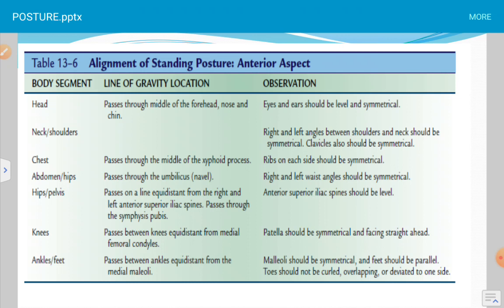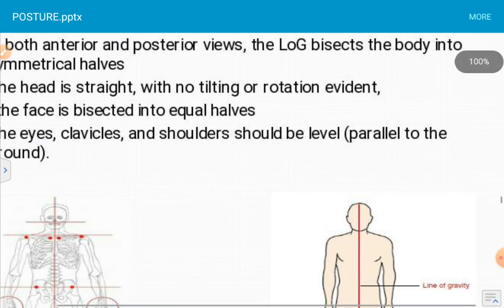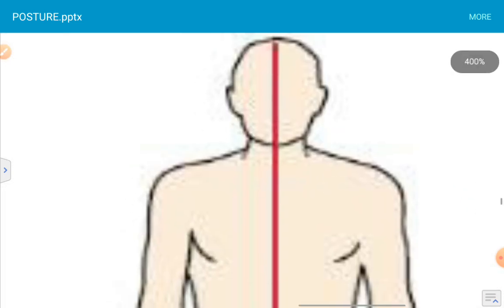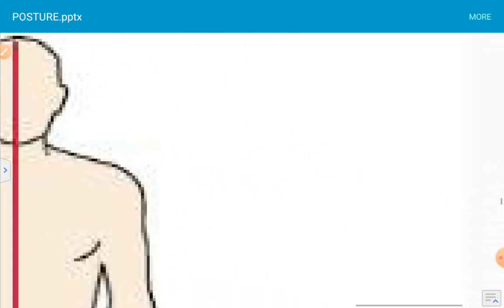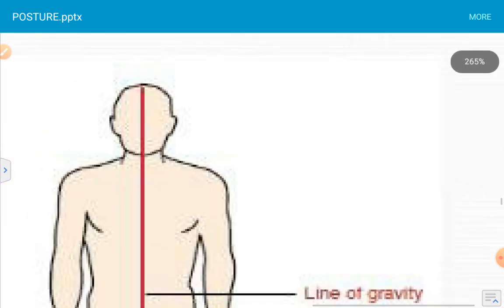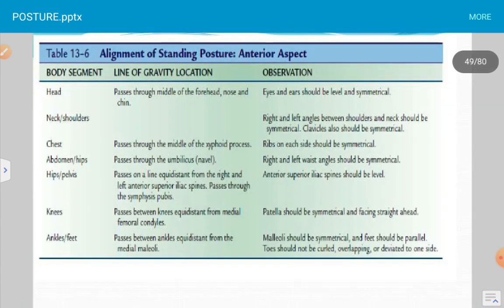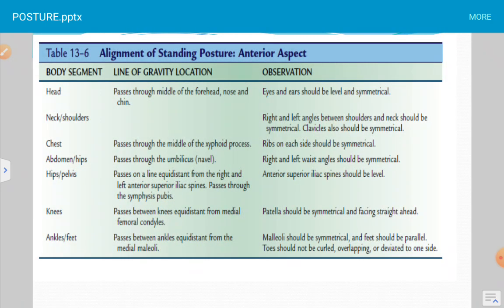Next is the neck and shoulder: the right and left angle between the shoulder and neck. You can see in this picture the angle created by the shoulder region and the neck region. The right and left angles between shoulder and neck should always be symmetrical. The clavicles also should be symmetrical.